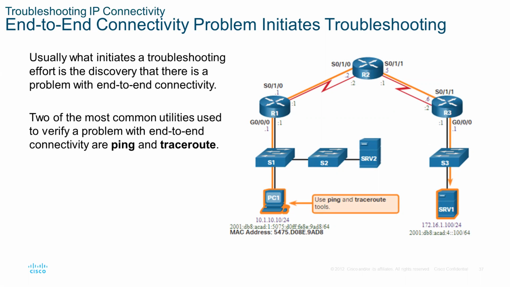So, what do we do? PC1 needs to talk to the server. So the first thing we should do is ping to see whether we get there. If we don't get a response from server 1, maybe follow it up with a trace route so that we can see whether it goes through router 1, router 2, or router 3.